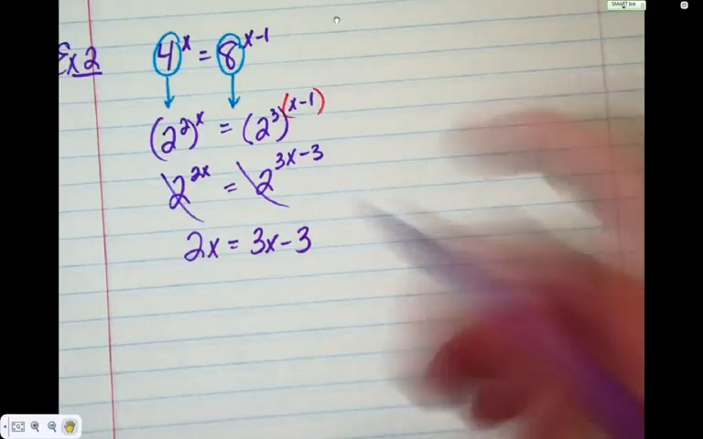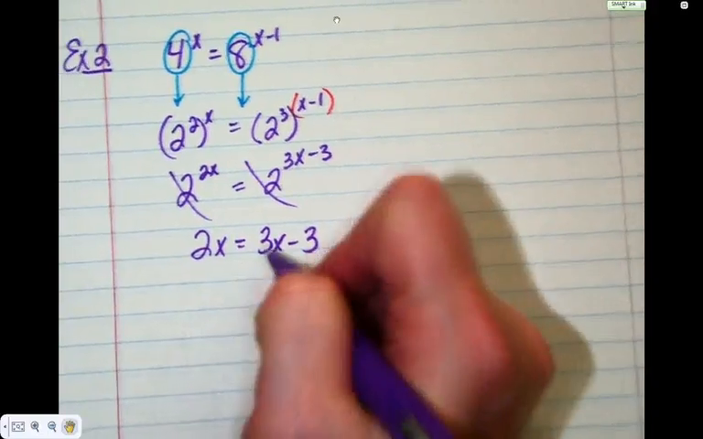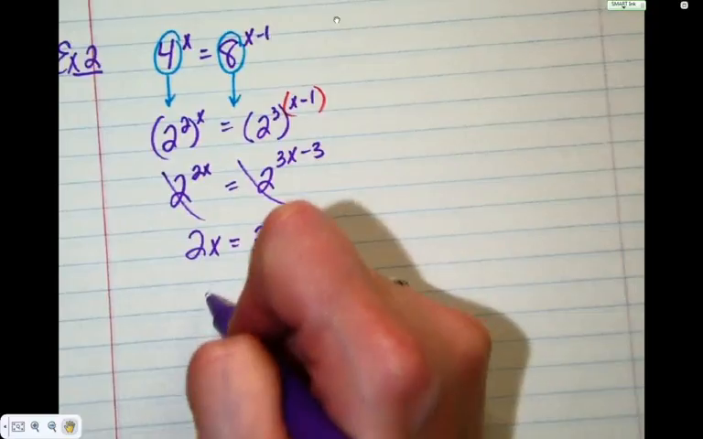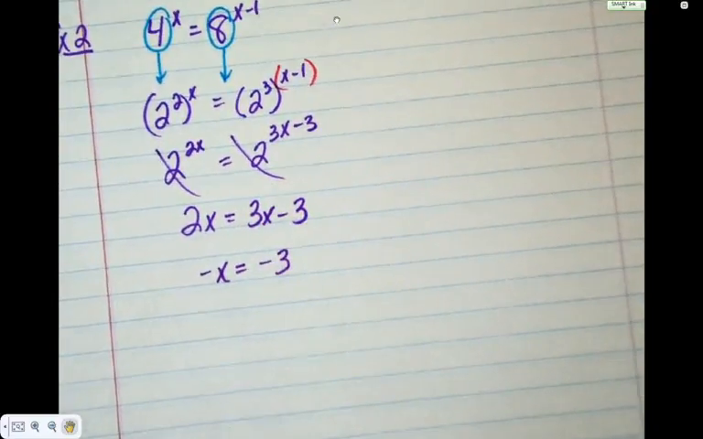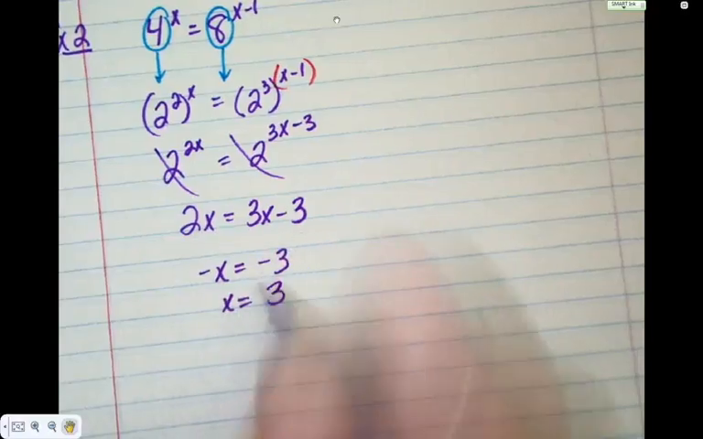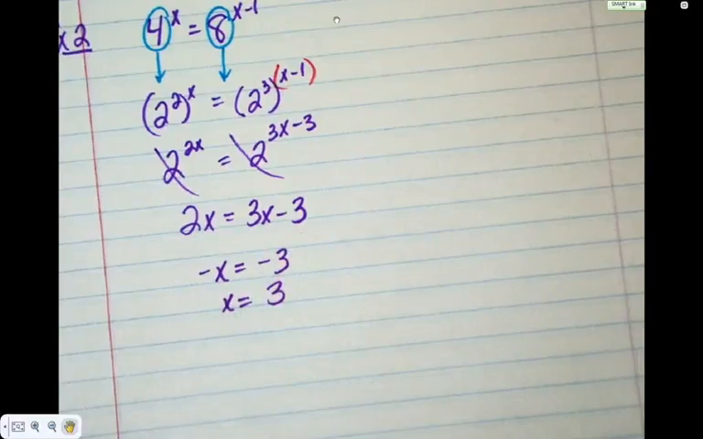Is x to the left or x to the right? Okay, so if we minus 3x, let's check it just for fun.